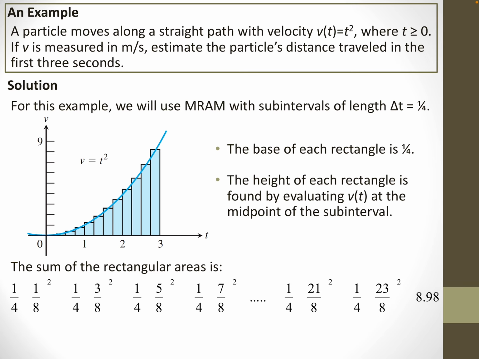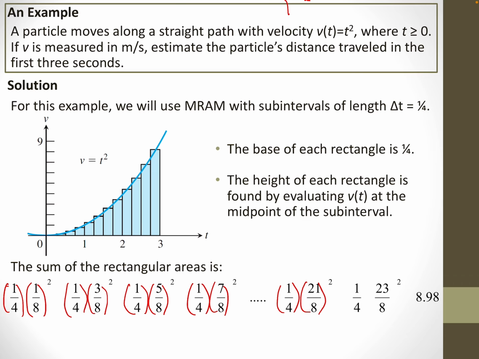Oh, wow. All sorts of stuff missing there. Let me get my pencil out here. This should be 1/4 times (1/8) squared, 1/4 times (3/8) squared, 1/4 times (5/8) squared, 1/4 times (7/8) squared, all the way up to 1/4 times (23/8) squared. And apparently when you type that all in your calculator, which is going to be a major challenge in all this, you get 8.98. Now, where do all these numbers come from?